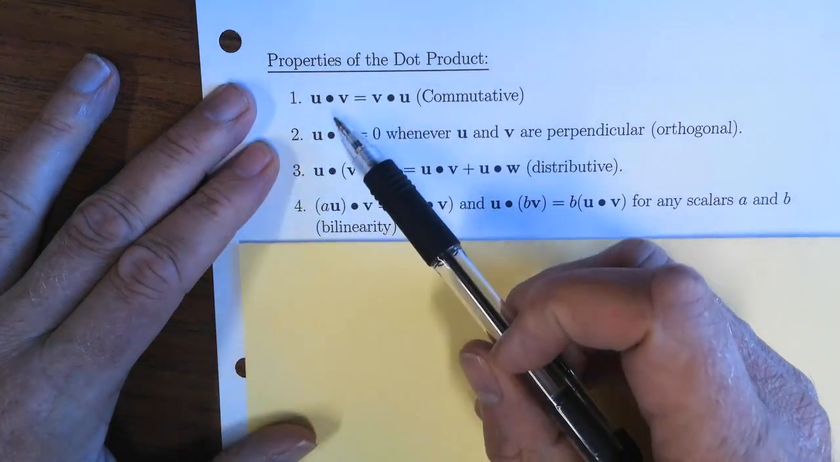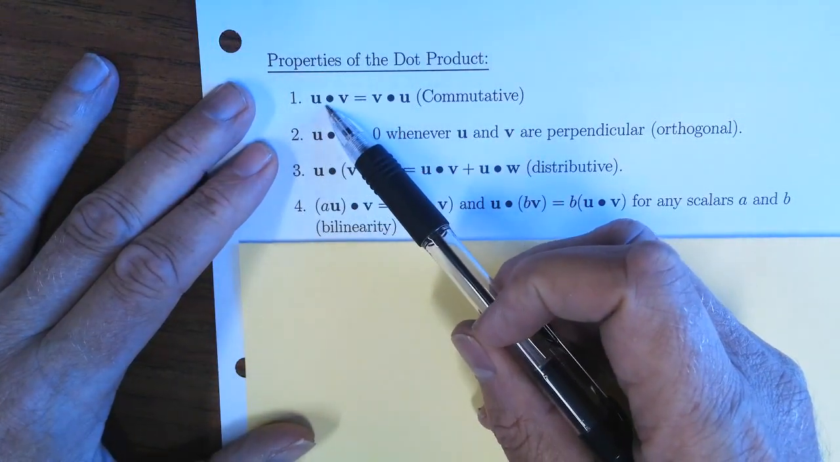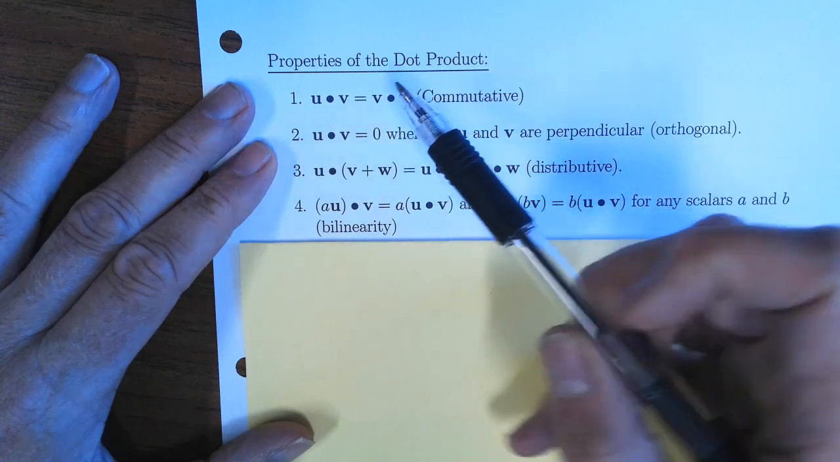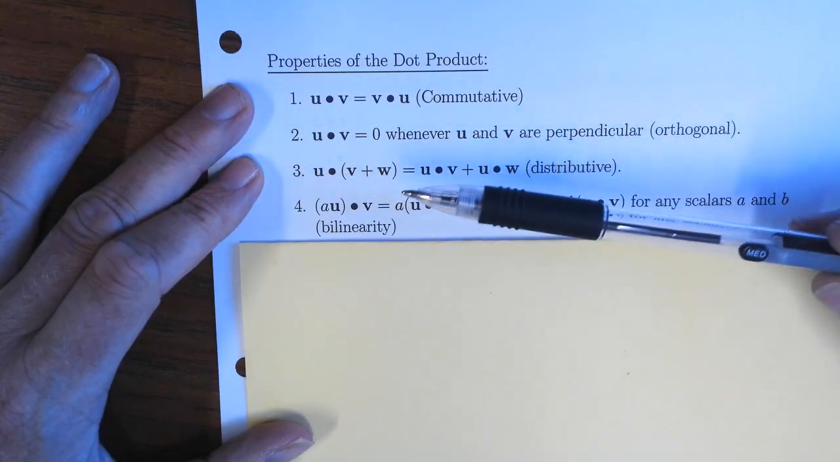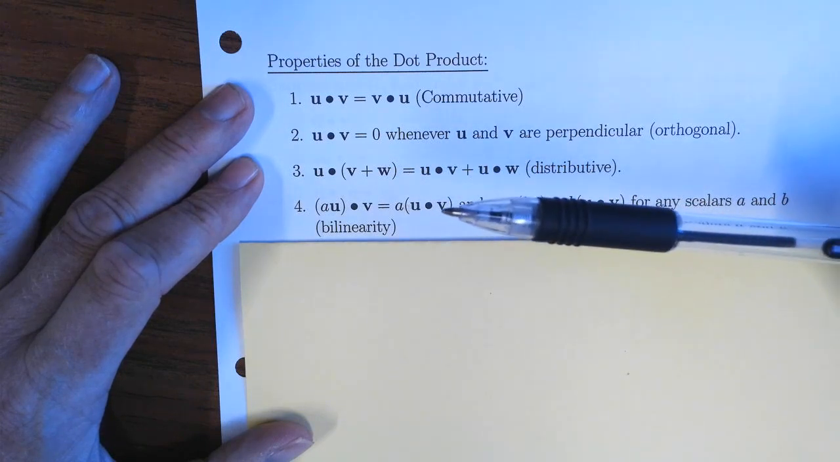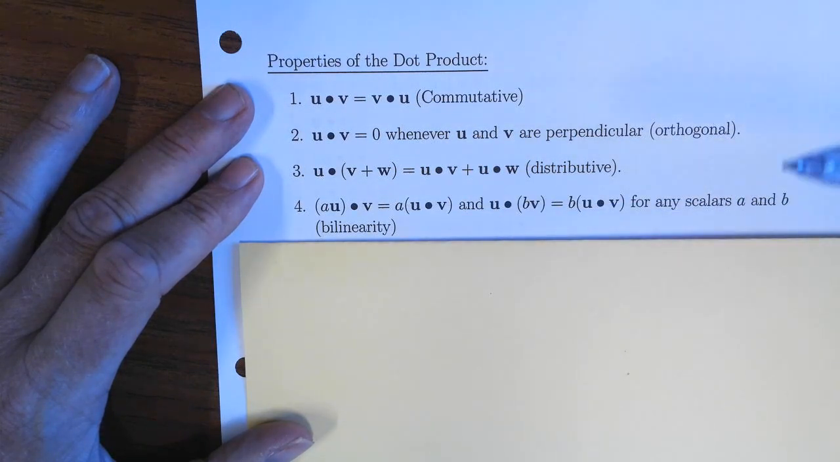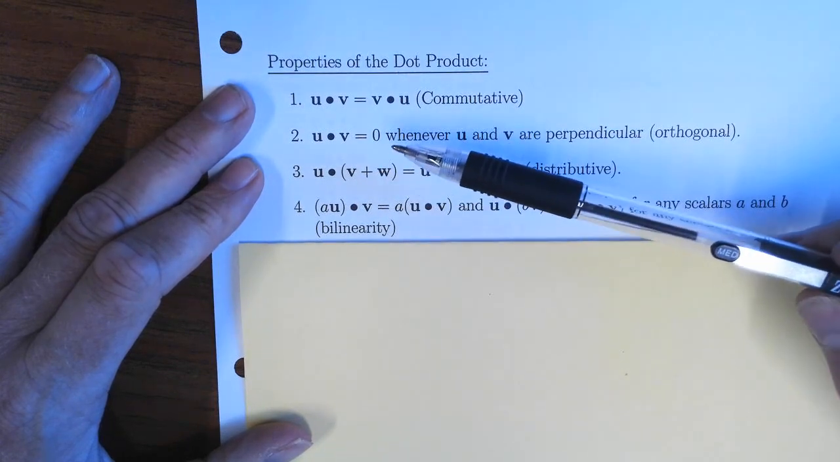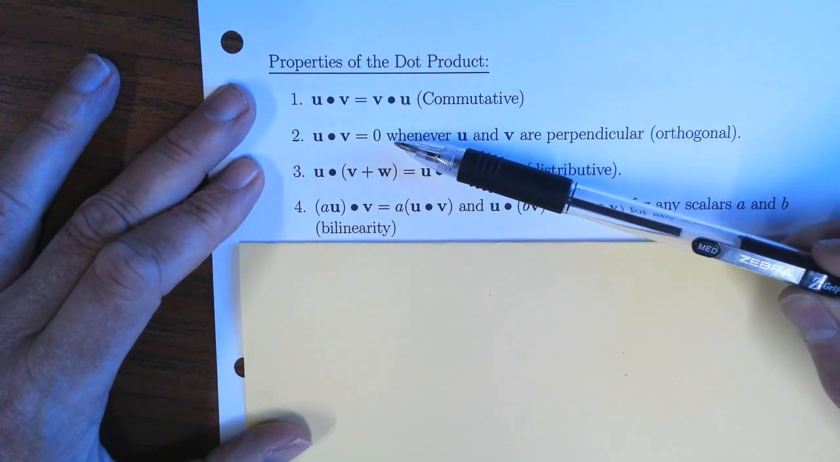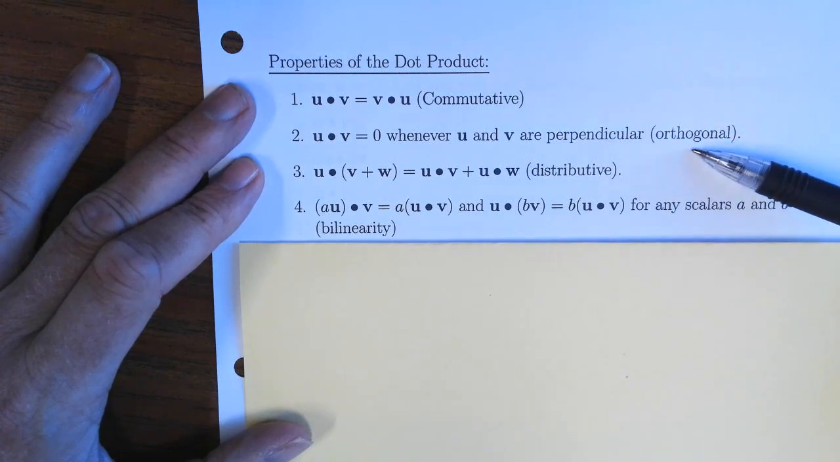For example, the dot product is commutative. If we take the dot product of u and v, it's the same as the dot product of v and u. If the dot product of two vectors is 0, that means the cosine of the angle between them is 0, which means the vectors form a 90-degree angle. So they have to be perpendicular, or the word we also use is orthogonal.